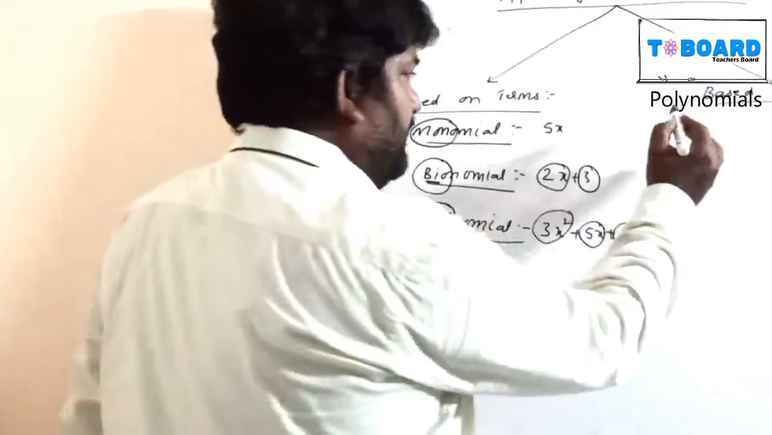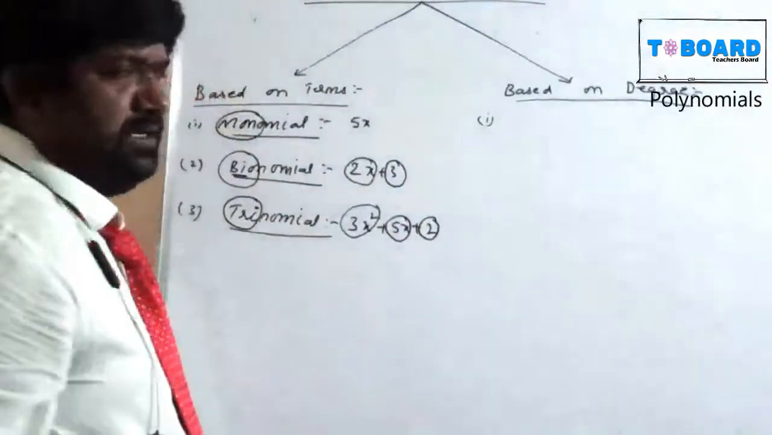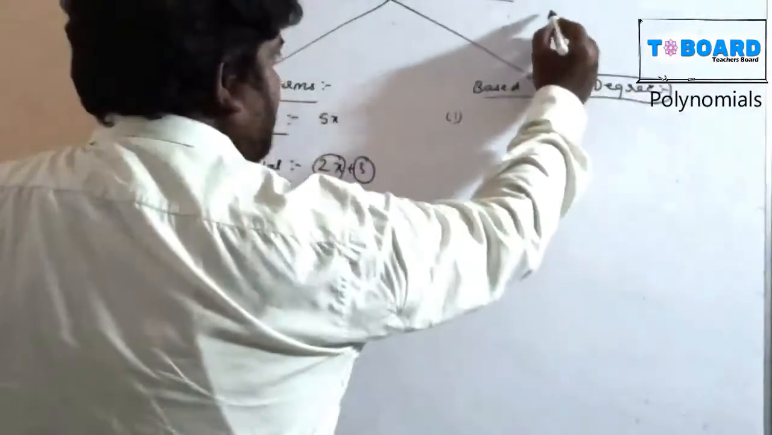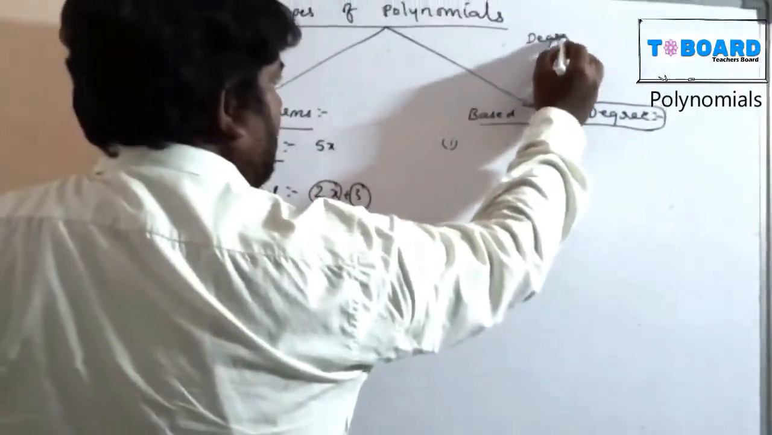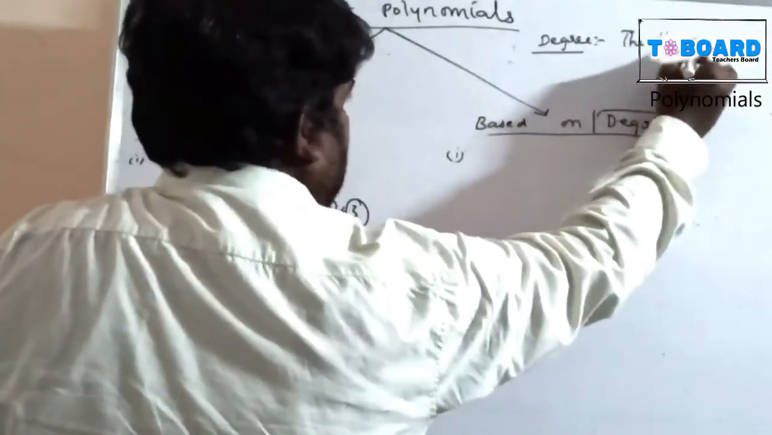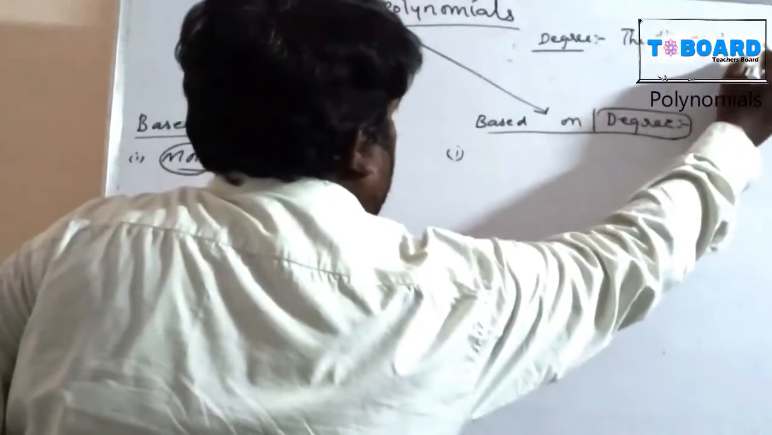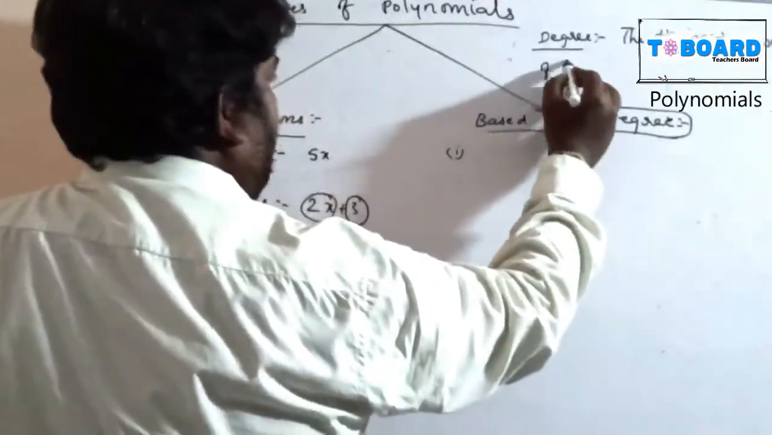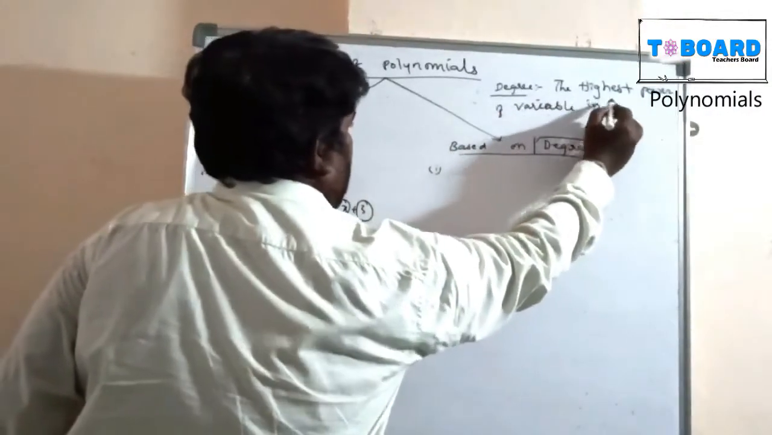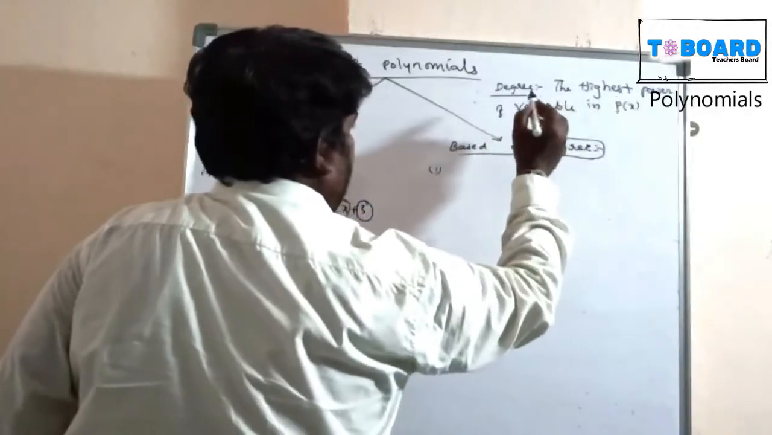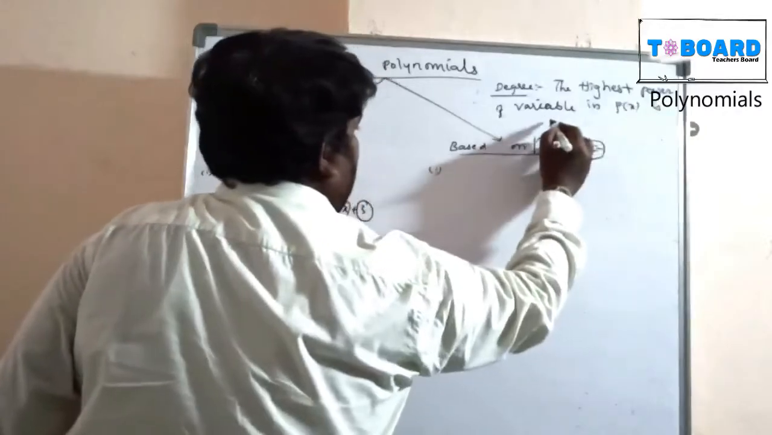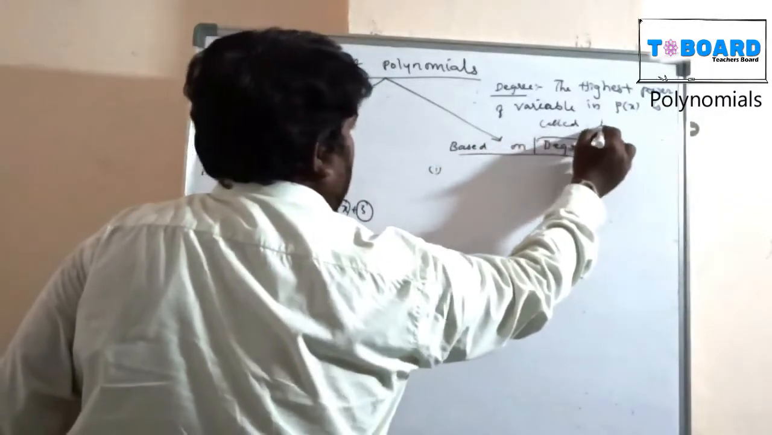Next, based on degree, types of polynomial. First, what is degree? Degree means the highest power of the variable in p of x is called the degree.